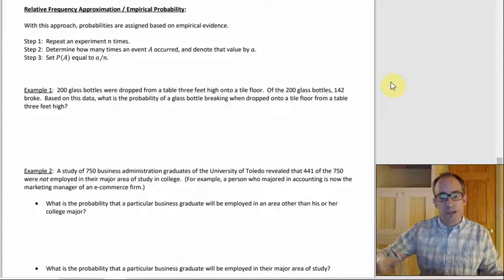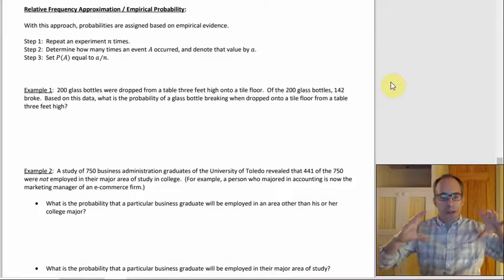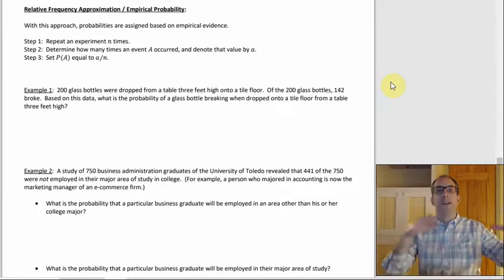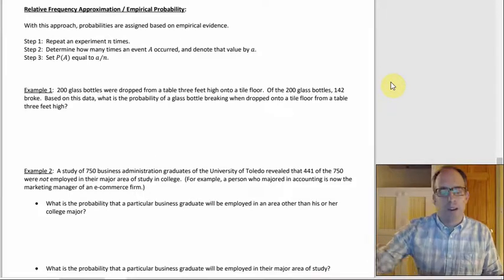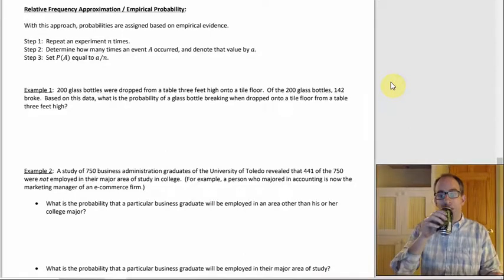And then from there you can say, okay, well, when we repeated that experiment over and over and over, event A happened this many times out of this many repetitions of the experiment. And then that's how you would get your relative frequency approximation. So it's like these examples here.